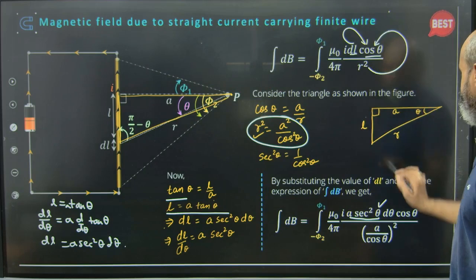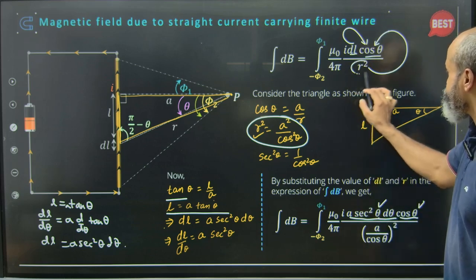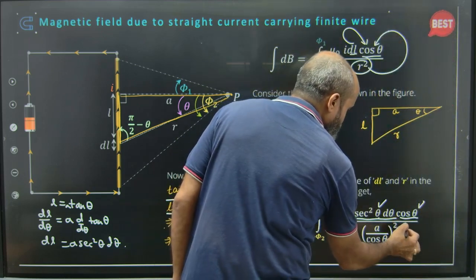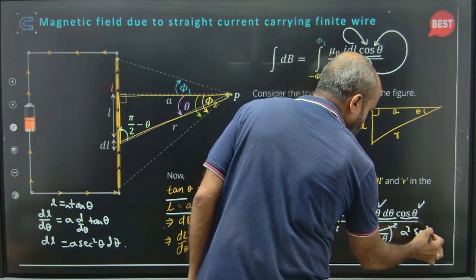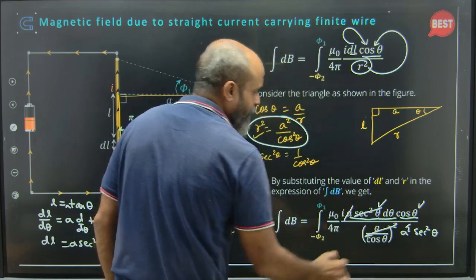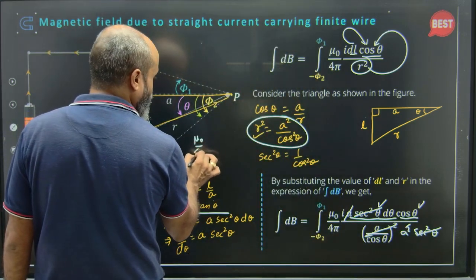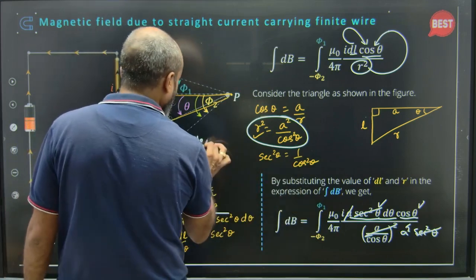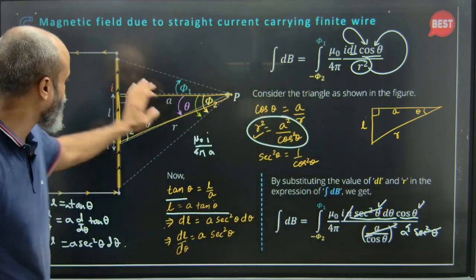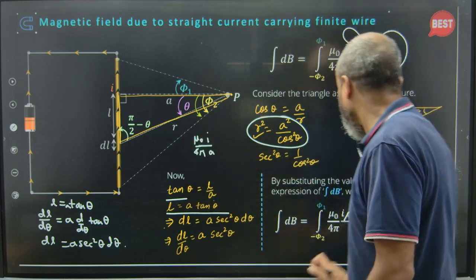In place of r square, we write a square sec square theta. So what do we get here? One a gets cancelled with one a. The entire sec square theta gets cancelled with sec square theta. So we can bring the mu naught by 4 pi I by a outside, because a is a constant. The perpendicular distance of this point from this length of wire is going to be constant, so we can put this outside.